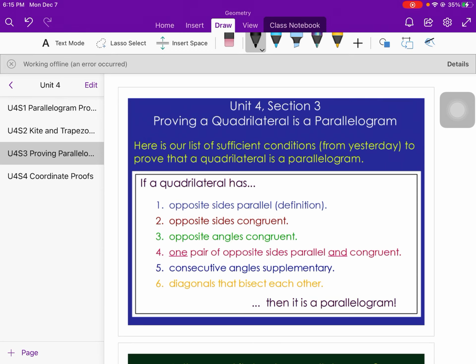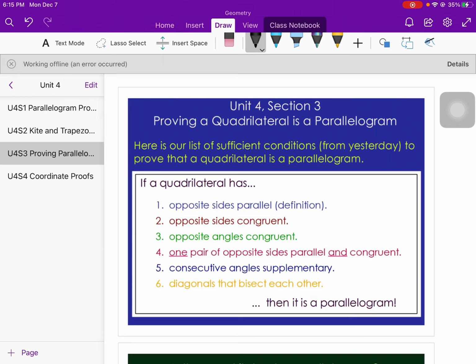So number one, opposite sides parallel. That's the definition. That's where it gets its name, parallelogram. So if we can prove that both sets of opposite sides are parallel, we know it has to be a parallelogram. The next option is opposite sides are congruent. Both pairs of opposite sides, not just one pair.